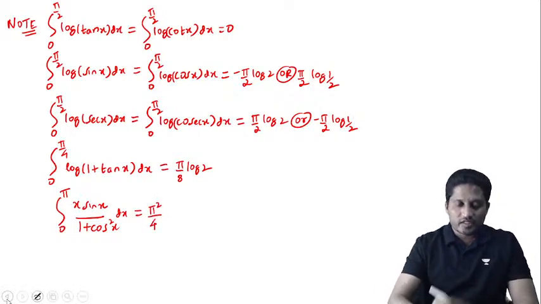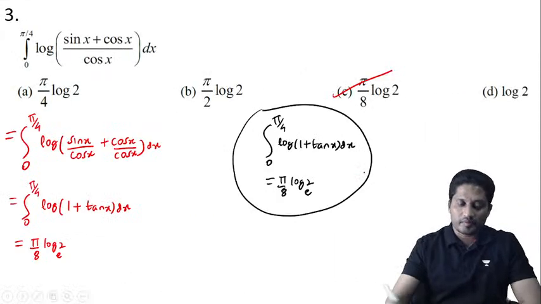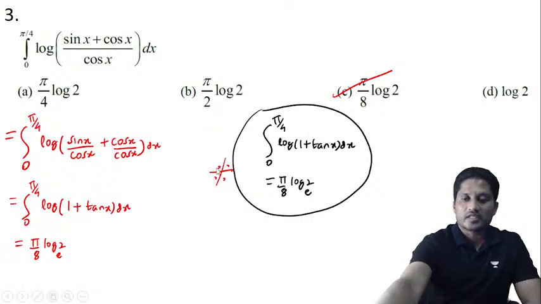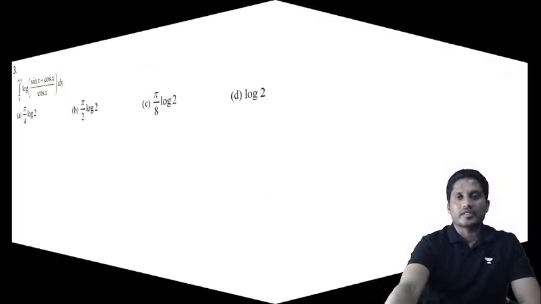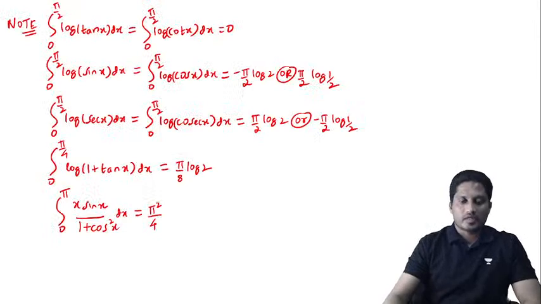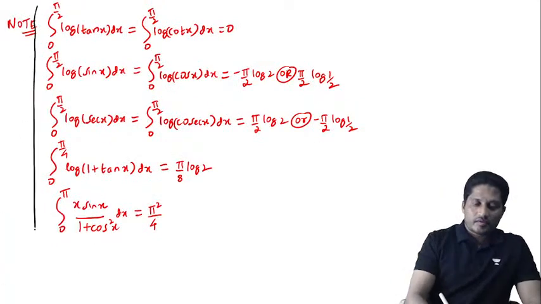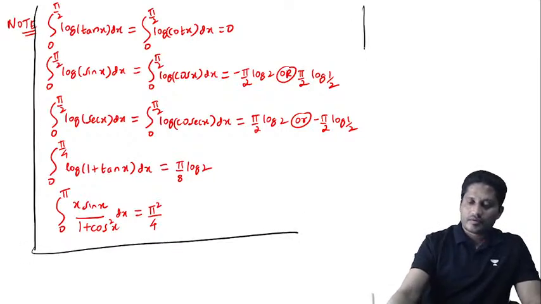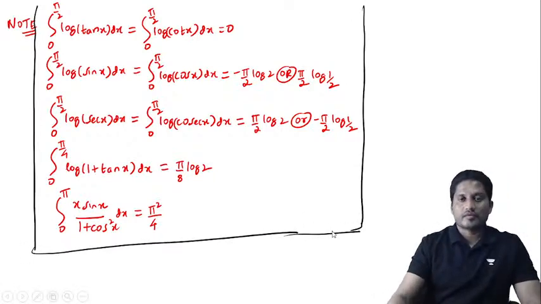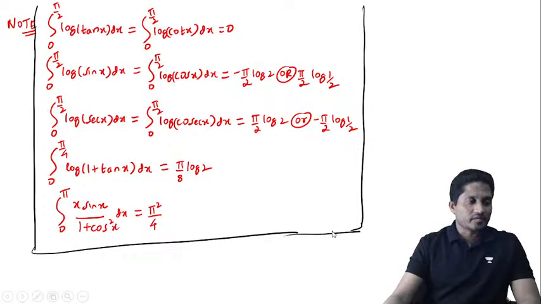So just now we did 0 to pi by 4 log of 1 plus tan x dx is pi by 8 log 2. Even this is a standard result. So remember this result and these results as well. Very useful. Rather than deriving it in the exam, which will take a lot of time. Right, now let's move to the next question.